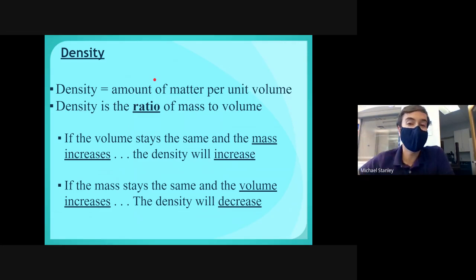So the scientific way to describe density is the amount of matter per unit volume, which is just a fancy way of saying the mass, the weight, compared to the volume, the size. So it's this ratio of mass to volume. It's this comparison of how heavy something is versus how big something is.